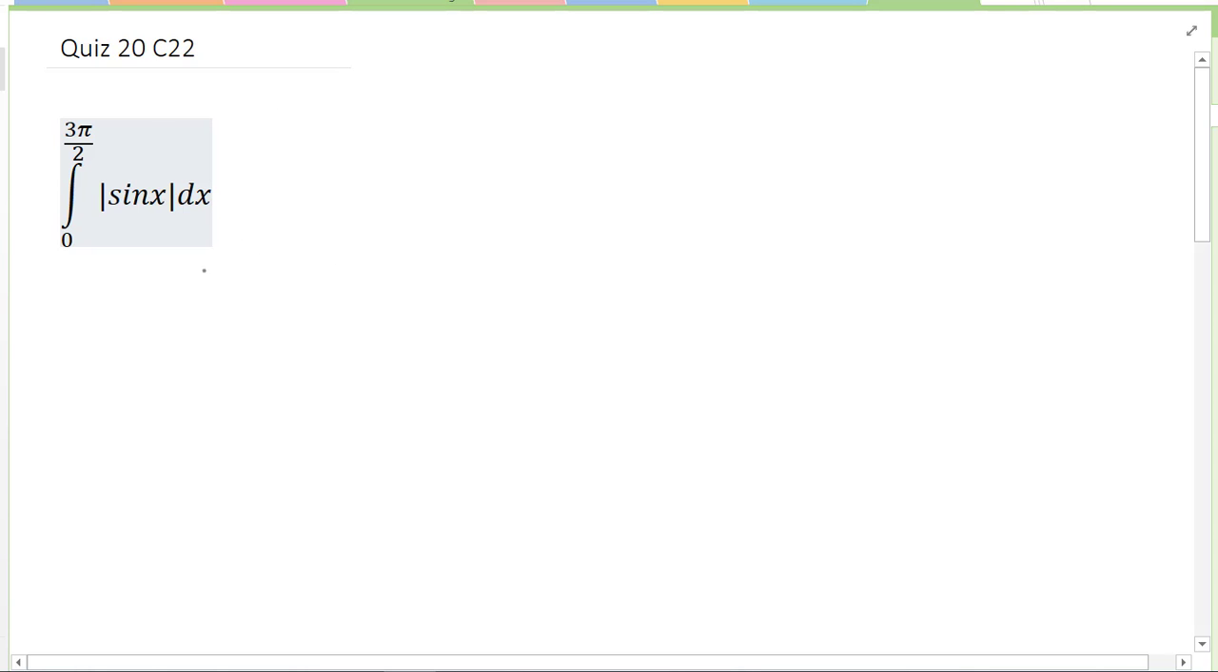Hi there. I wanted to do a video on showing this problem. This was from the last quiz that you guys took, and I just wanted to go over it. So we did absolute value integrals when we were doing displacement and distance.